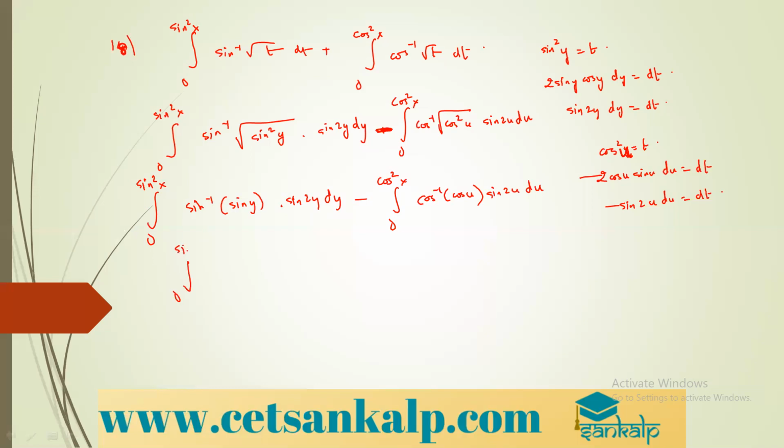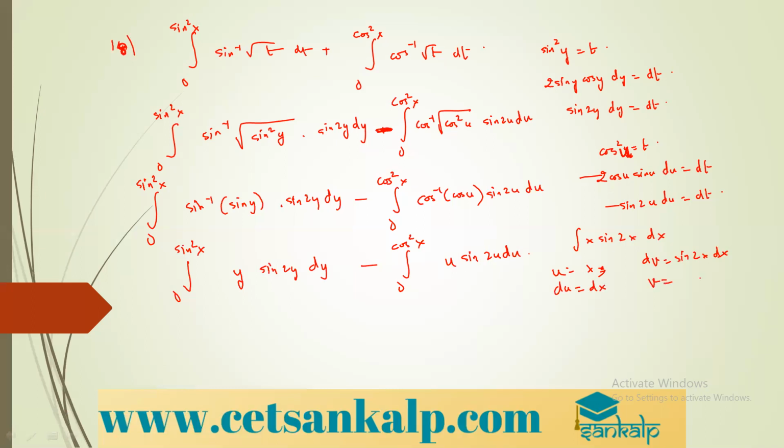So 0 to sine square x you have y sine 2y dy. And here 0 to cos square x there is u sine 2u du. So here we have to follow integration by parts for x sine 2x dx. Like x you will take as u, and dv will be sine 2x dx. So du is dx and v is minus cos 2x by 2. So that integral we can use it here.